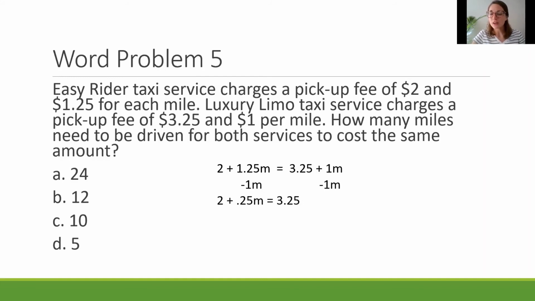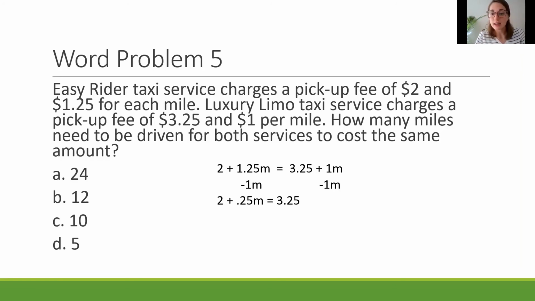So the first thing I'm going to do is try to get my M on one side by itself and get my numbers on the other side by themselves. So you can see I have 1M on the right side and I have 1.25M on the left side. So I'm going to try to move my 1M over and get it off of the right side and move it all over to the left side.